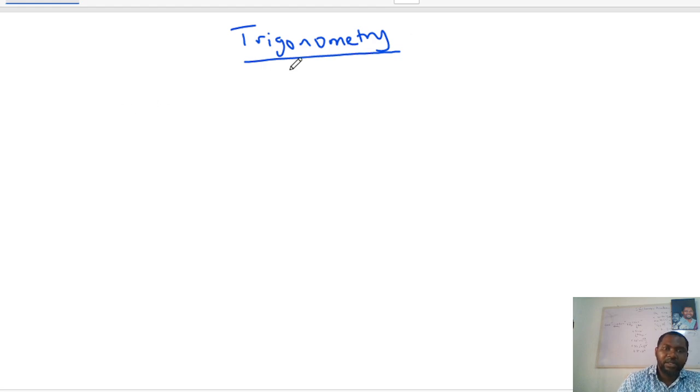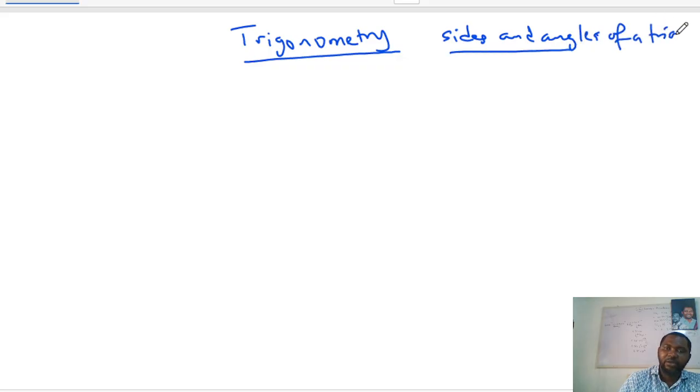Now, trigonometry is a branch of math that deals with the relationship between the sides and the angles of a triangle. So the aspect of math that deals with this relationship of a triangle is called trigonometry. Now, the first thing I'm going to talk about is what we call trigonometric ratios.